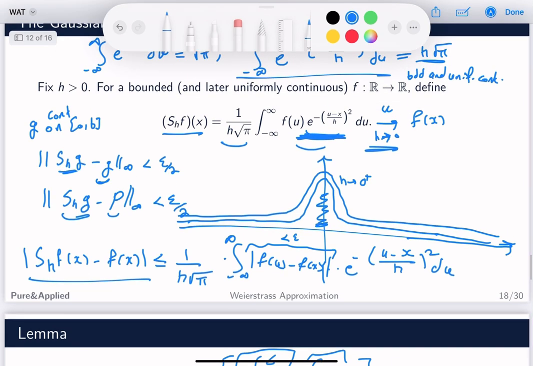And once you have this uniform convergence, as I mentioned, proving the uniform convergence here is immediate by the fact that we have a sequence of polynomials converging uniformly to the exponential function.